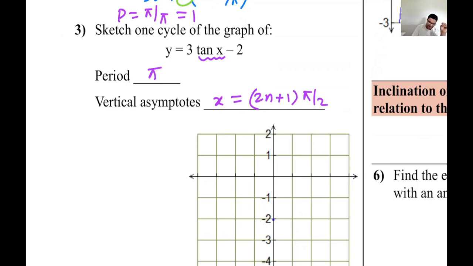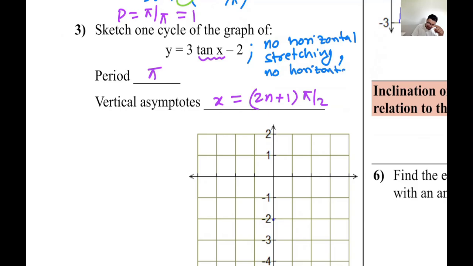Okay, and this is important stuff, so I'm writing here. No horizontal stretching or shrinking, covers both, and no horizontal shift.